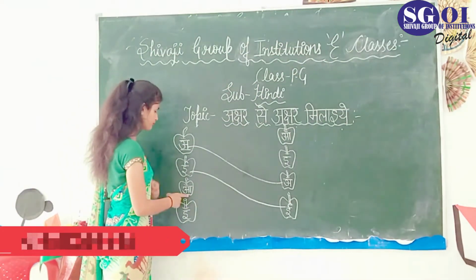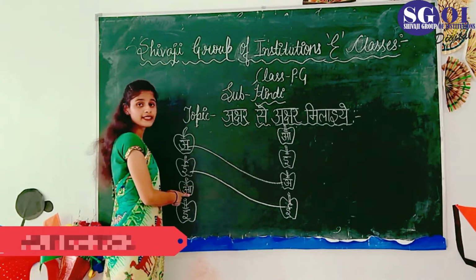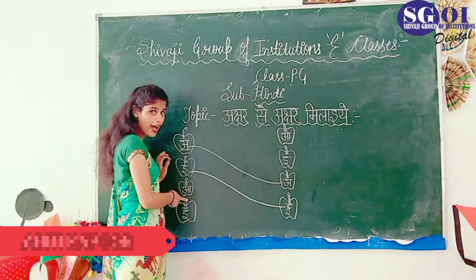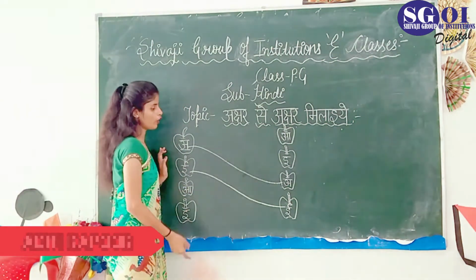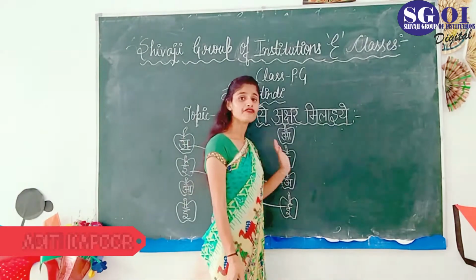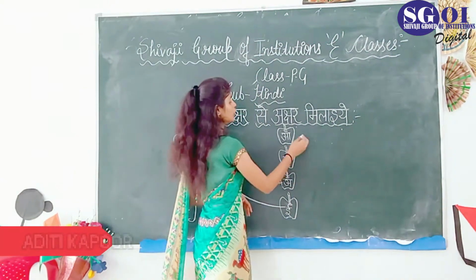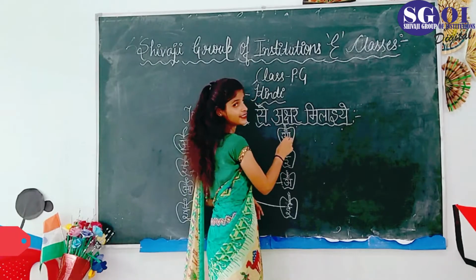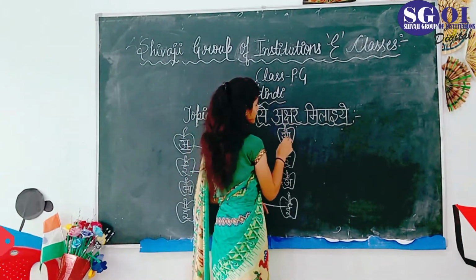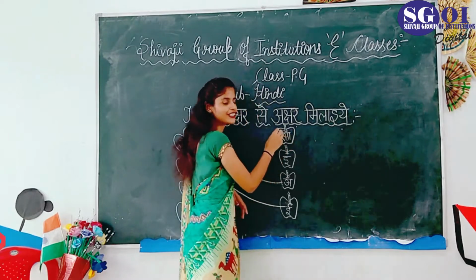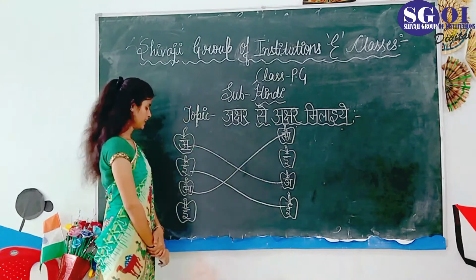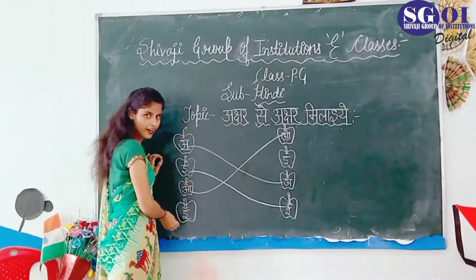Once again, which letter is this? This is बड़े आ से आम. Okay, now come on this line and find where is बड़े आ से आम. This is बड़े आ से आम, on the top of this line. So we have to match it. Okay, just like this.